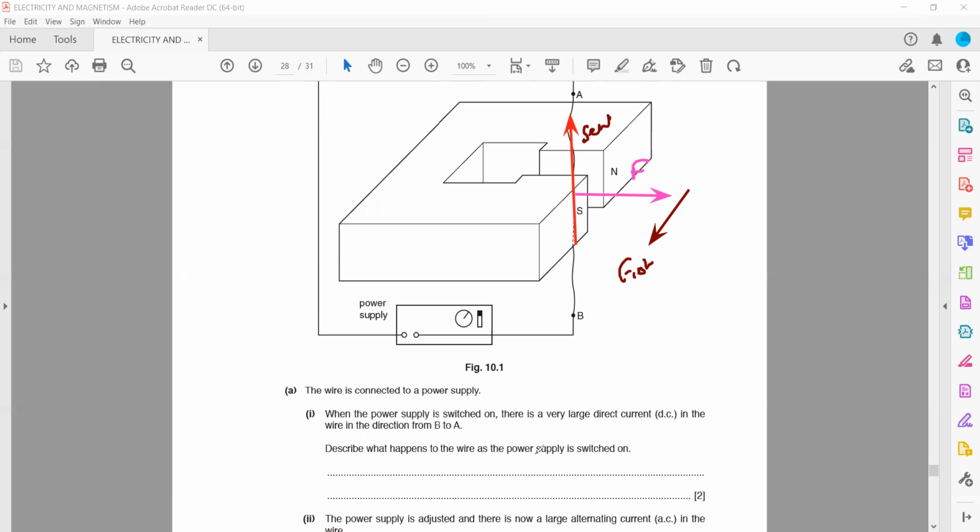So describe what happened to the wire as the power supply is switched on. When the power supply is switched on, the wire will experience a force and it will move towards the right-hand side.